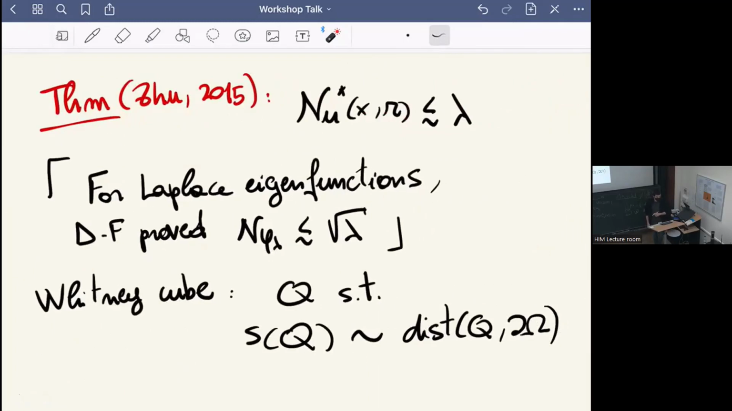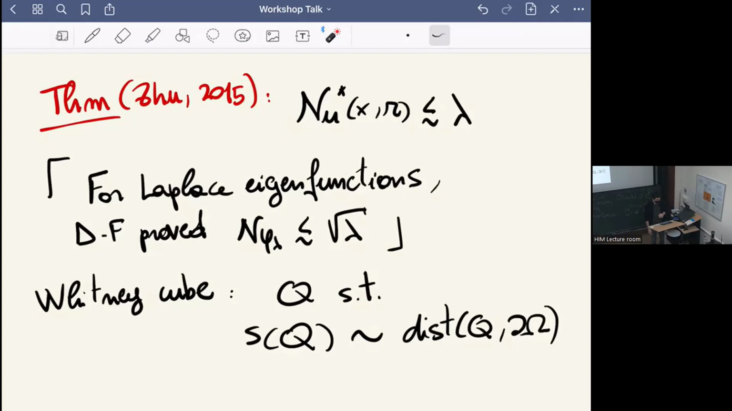So there's a useful theorem by Zhu in 2015, which tells me that if I take this doubling index in half balls around the boundary, then this is bounded by a constant times lambda. The proof of this uses Carleman inequalities, and it mirrors the proof of Donnelly and Fefferman for Laplace eigenfunctions, which gives you that this is less than a constant times square root of lambda, but as we know, the scaling is what it is. So the proof uses Carleman inequalities, and it would be nice to have a frequency function proof. For Laplace eigenfunctions, there is a frequency function proof of the doubling index bound. For Steklov eigenfunctions, I don't know how to do it. It should be possible, but I don't know how to do it.